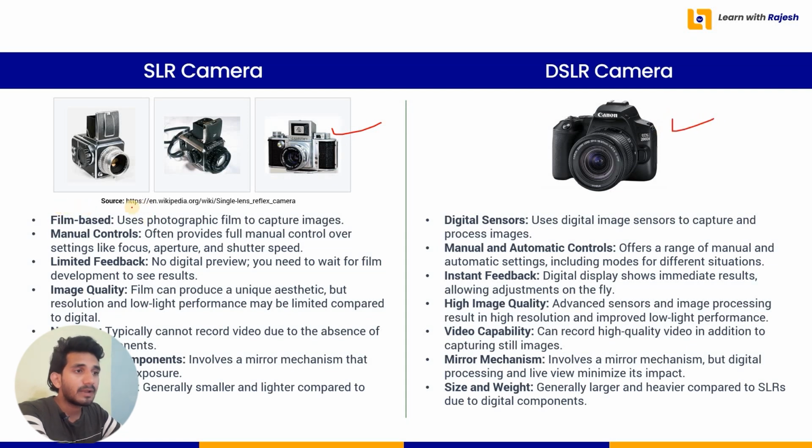The SLR is film based. It uses photography film to capture images. In the previous days we had a reel, the film which we insert in the camera and then click the pictures. So yes, this is the SLR. And it has manual control. It often provides full manual control over settings like focus, aperture, and shutter speed. So you have full control over these three things.